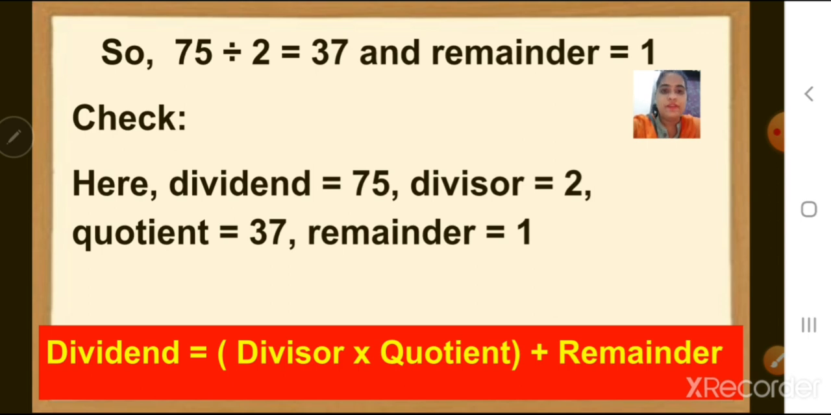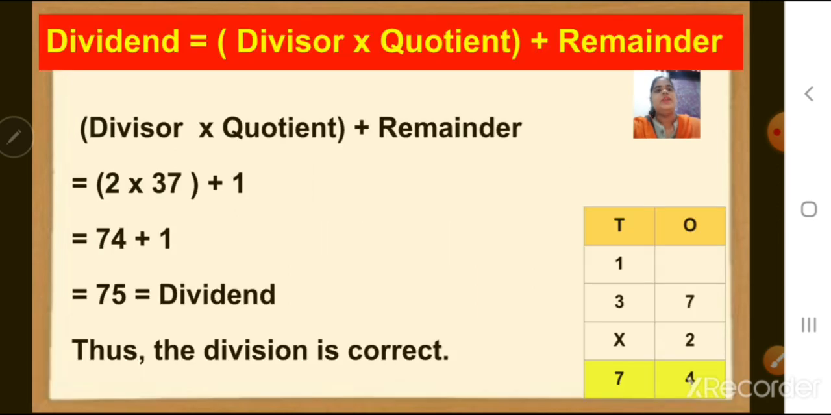Then we have to write the formula. What is the formula? Dividend is equal to divisor into quotient plus remainder. Now children, substitute all the numbers in our formula. What is divisor? 2. So 2 into 37, our quotient, plus 1, which is the remainder.